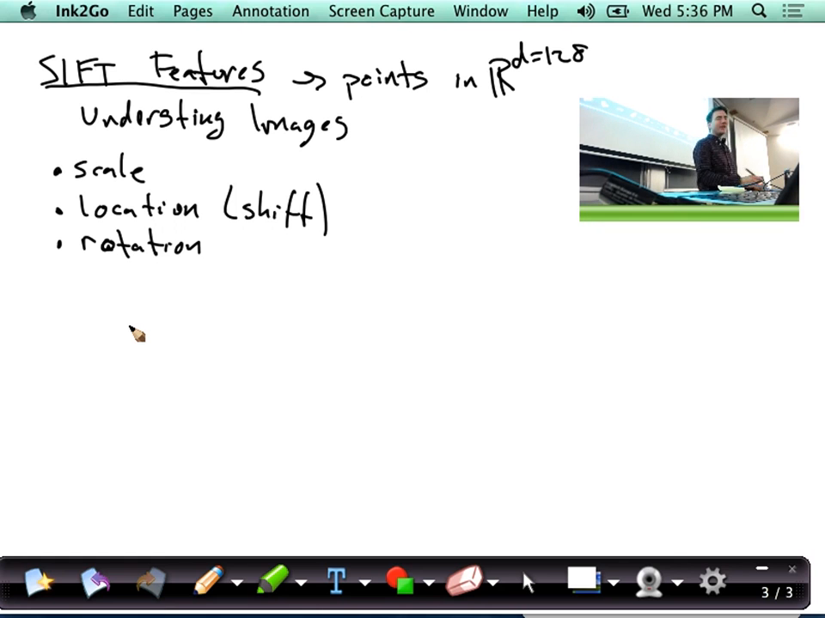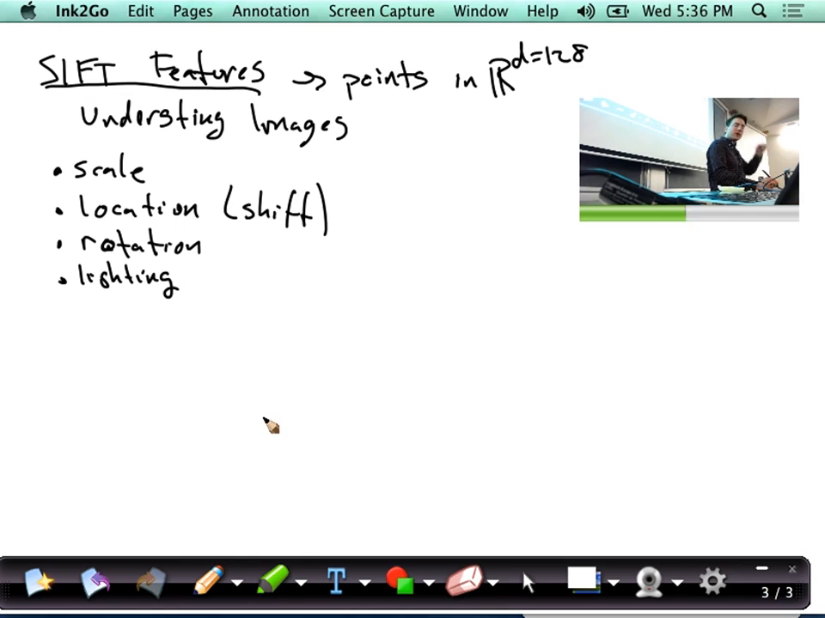There are also issues with lighting. If the lighting is different in the two pictures, it's also going to have to help pull these things out. You want this to be invariant to these. And so this stands for scale invariant feature transform.